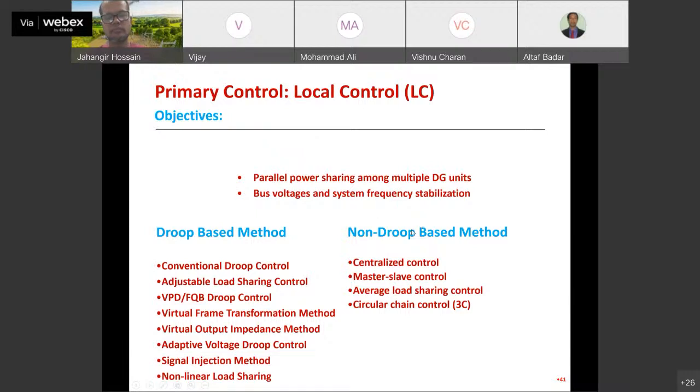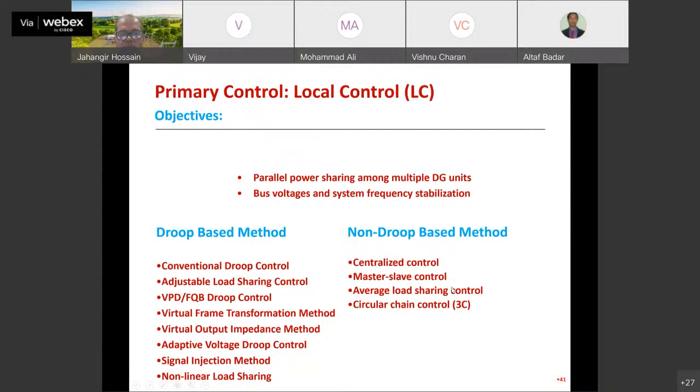The non-droop-based method needs some level of information from other devices. Some of these methods have already been presented in the literature, and I'm just giving some examples. For the droop-based, you can have conventional droop control, adjustable load sharing control, voltage-power droop, frequency-reactive power boost droop, virtual frame, and adaptive voltage control methods. There are many methods, and these are only some examples, but there are more in the literature. For the non-droop-based, you have centralized master-slave control, averaging load sharing control, and circular chain control. Here also I'm just giving some examples, and there are other techniques in the literature as well.